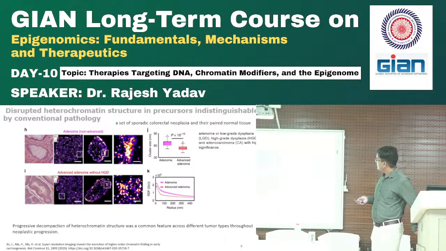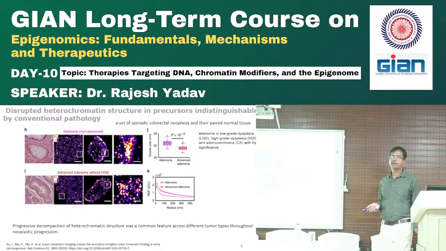These clusters are of reduced size in advanced adenoma where the cancer is high. So this suggests that heterochromatin is involved in the cancer phenotype. This one is from the human sample, the previous one was from the mouse sample.